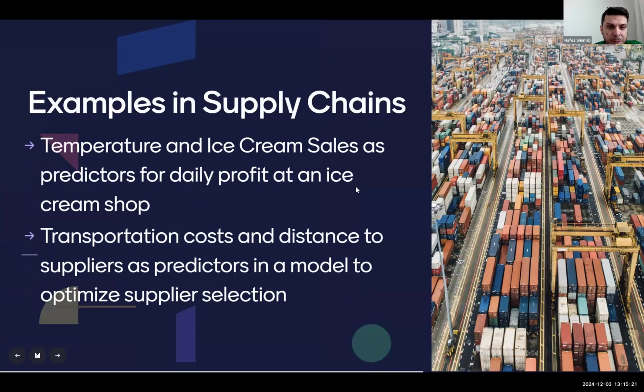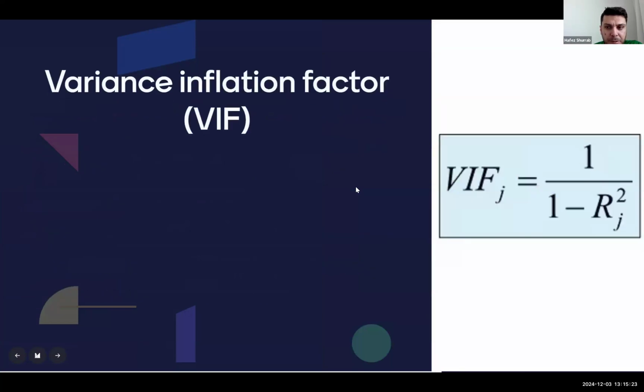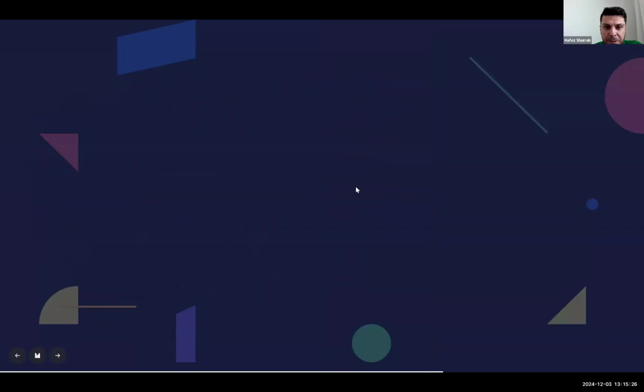Now, examples. We talked about temperature. That's the variance inflation factor. We talked about it.